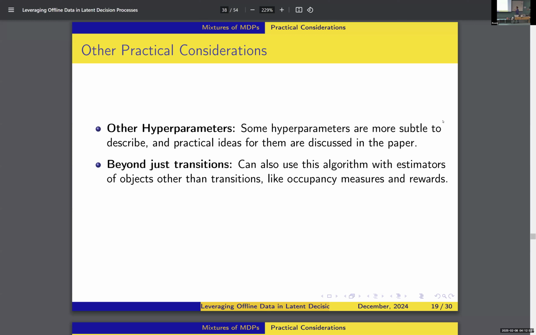The other thing is we were using the transition matrices and the next state probability vector, but you can really use any vector object like the occupancy measures or the reward vector, which is SA dimensional. You can run this entire thing again. The only thing guaranteed to be different across different models is the next state transition vector at some point. But in practice, many of these things like occupancy measures and reward will also be different. So you can do this kind of clustering with any of these things. And that's an important thing to keep in mind.